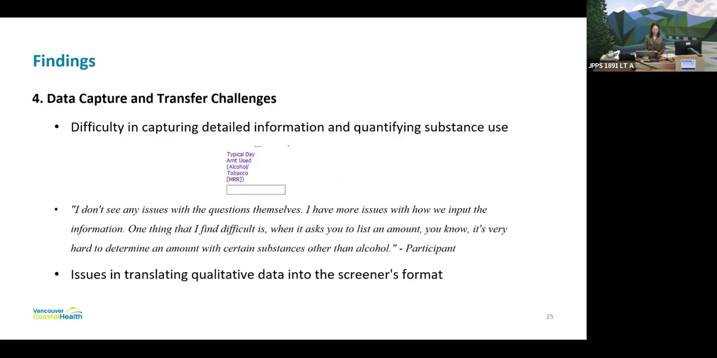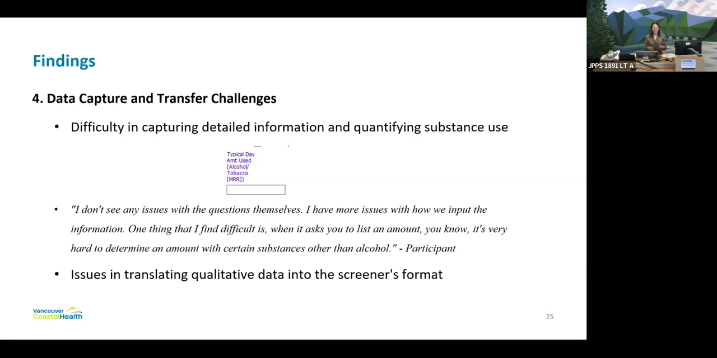Another finding was about data capture and transfer challenges. There's difficulty in capturing detailed information and quantifying substance use. I have a screenshot here where it says the typical amount for alcohol and tobacco. That's a little bit easier to capture. If someone says, I smoke a pack of cigarettes, I smoke 10 cigarettes a day, or I have 3 bottles of beer. But if an individual is using other substances, and a client says, I use 1 point, or uses some other form of jargon, it's very difficult for the participants to know how to translate what is being said into an actual amount.